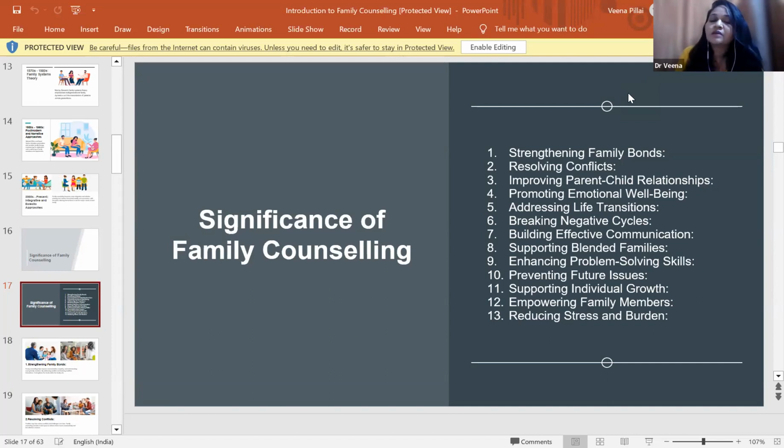It also supports individual growth, and it empowers each family member, and also reduces the stress and burden. Today we see a lot of stress within family members, not knowing how to share, or how to stick to their roles and responsibilities within the family system.